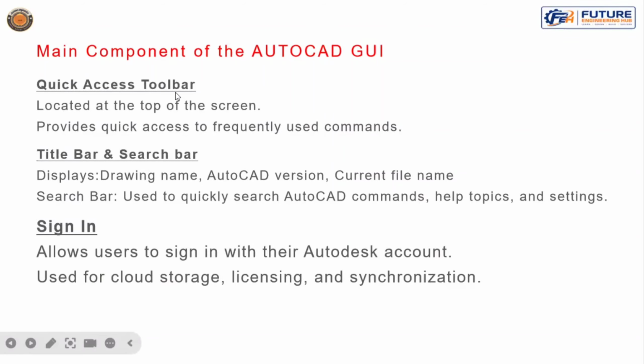Quick access toolbar is located at the top of the screen. It provides quick access to frequently used commands. Title bar and search bar. The title bar displays the drawing name, AutoCAD version, and current file name. The search bar is used to quickly search AutoCAD commands, help topics, and settings.